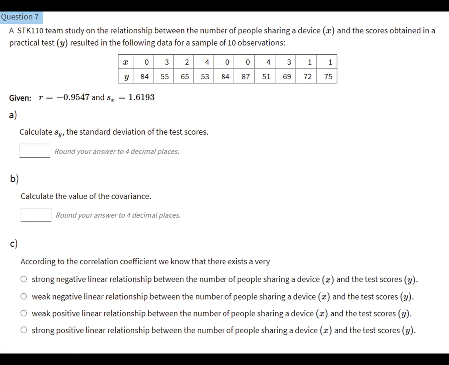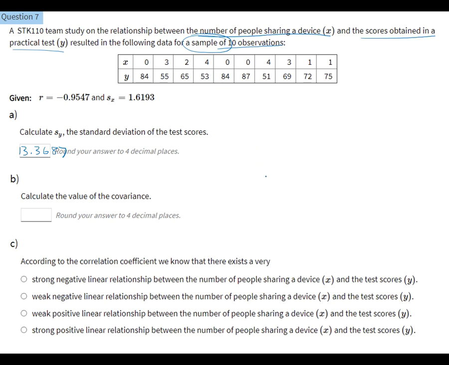Now the next question, we are looking at a scatter plot that you could go draw, but we're trying to see a linear relationship between two different variables. So we're looking at the relationship between the number of people sharing a device and the scores obtained in a practical test, and we're looking at 10 different people. So you could go into all of this data on your calculator to go and calculate the standard deviation. So again, it would have been in stats mode. You would have just entered all of this data. If you did this in Excel, you would have gotten the same answer again. So if you do this calculation, you just need to make sure that you use the sample standard deviation because we are working with sample data here. So when you do this calculation, the correct answer is 13.3687.